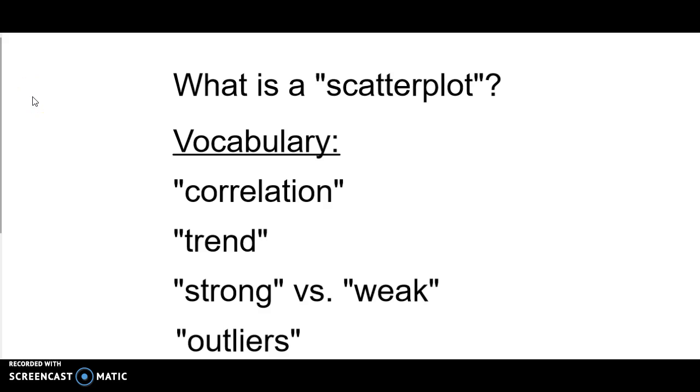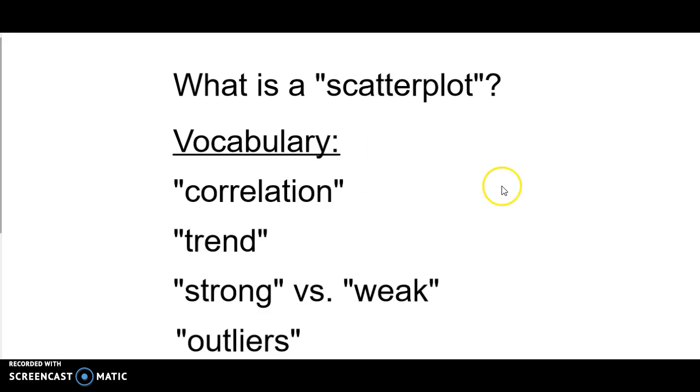Before we actually look at any scatter plots, we need to talk about some vocabulary. What actually is a scatter plot? A scatter plot is a graph where there's different points plotted, and they're all scattered all around. We're going to talk about things like correlation. Basically that means, does it look like there's a relationship between the two axes? So as one goes up, does the other go up?